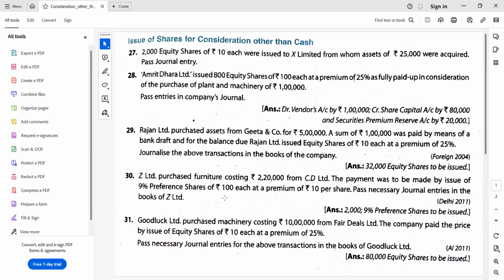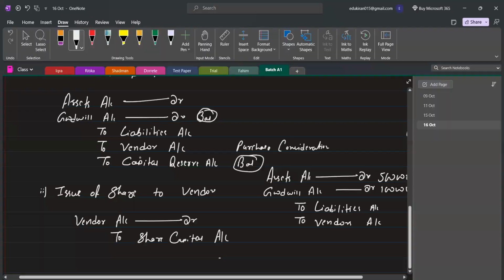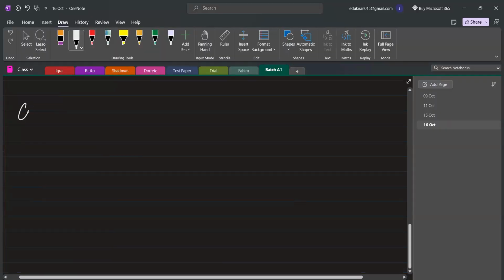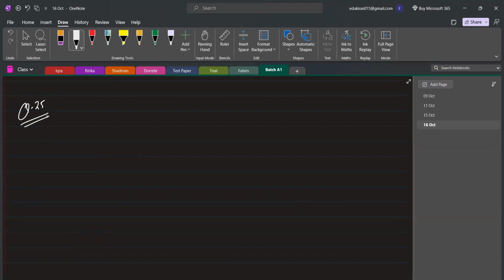Now the question. Rajan Limited purchased assets from Geeta and Company for 5 lakh. A sum of rupees 1 lakh was paid by means of bank draft, and for the balance due, Rajan Limited issued equity shares of rupees 10 each at a premium of 25%. Journalize the above transaction in the books of the company. So now the solution.